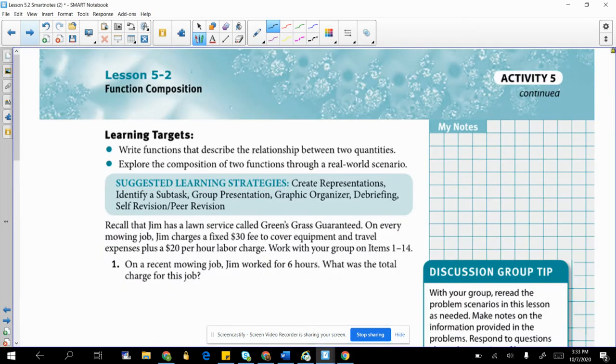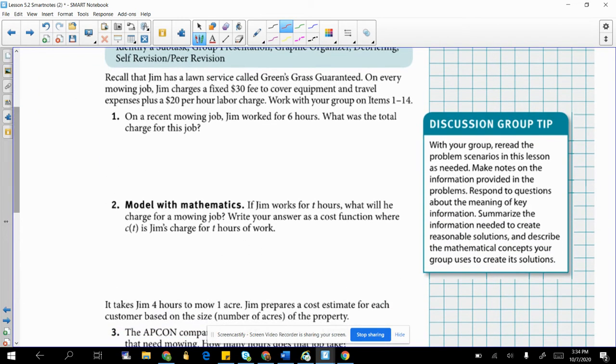Let's get started. To start off, function composition, lesson 5.2, we are going to write functions that describe the relationship between two quantities or two functions. And then we're going to explore the composition of two functions through a real world scenario. So here we go. We're still talking about Jim and his Greens Grass Guaranteed.